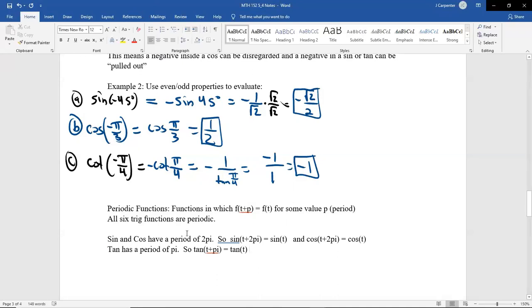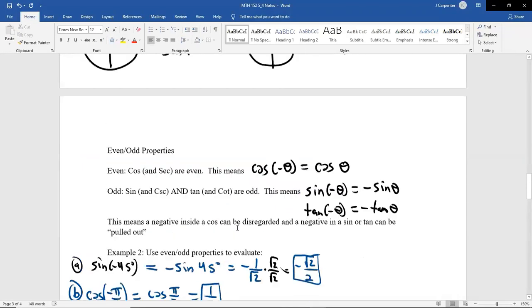So this is where things get interesting and lead to some small issues moving forward. Now, reciprocal trig functions have the same behavior. So if sine and cosine have a period of 2 pi, that means cosecant and secant have a period of 2 pi. If tangent has a period of pi, or 180 degrees, that means cotangent has a period of pi or 180 degrees.